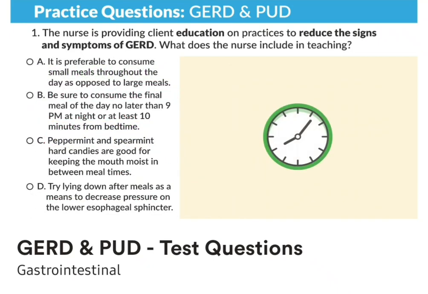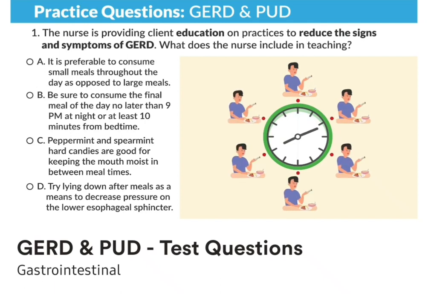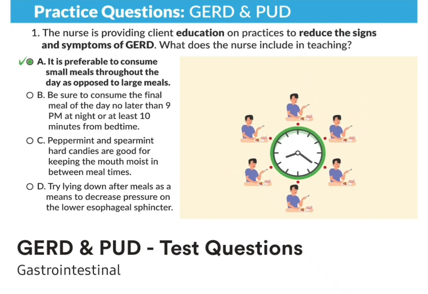Option A, it is preferable to consume small meals throughout the day, as opposed to large meals. Yes, remember, small frequent meals are best. So option A would be the most correct.